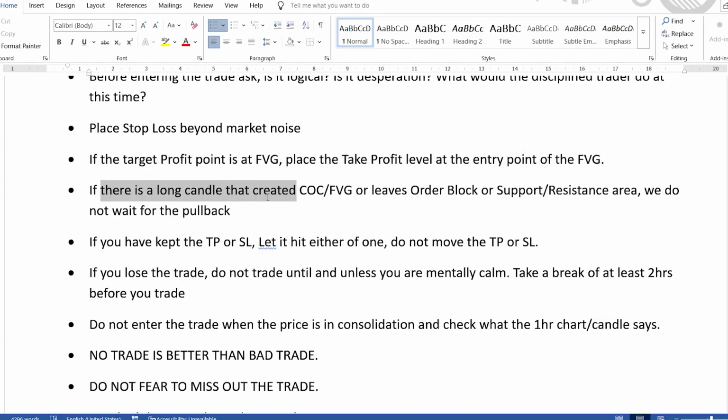If there is a long candle that created a change of character, fair value gap, or leaves an order block or a support or resistance area, we do not wait for the pullback. I'll be discussing the fair value gap later in this video also. I think this video will become too long, so maybe we have to do this video in different parts.